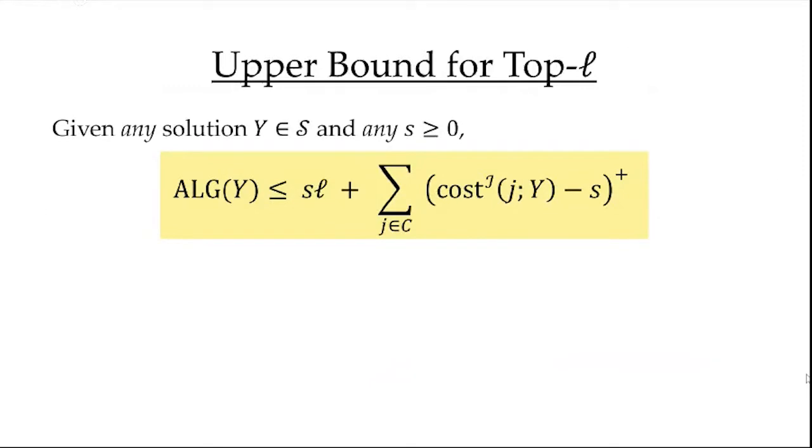It's also the following. Given any solution y and any s, the value of the solution, which is the top L guys in that solution, is at most upper bounded by s times L plus a similar truncated function. So if you set s to be t star, the bold t star L, then this becomes exactly opt t. If you can optimize this, then you'll get at most opt. Does that answer your question?